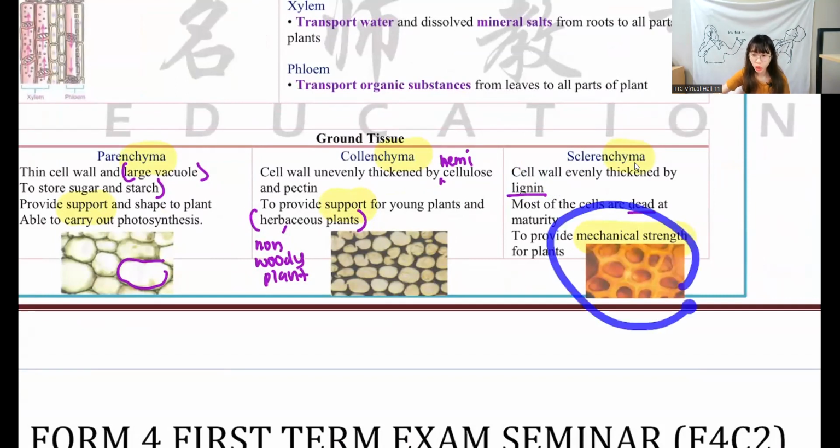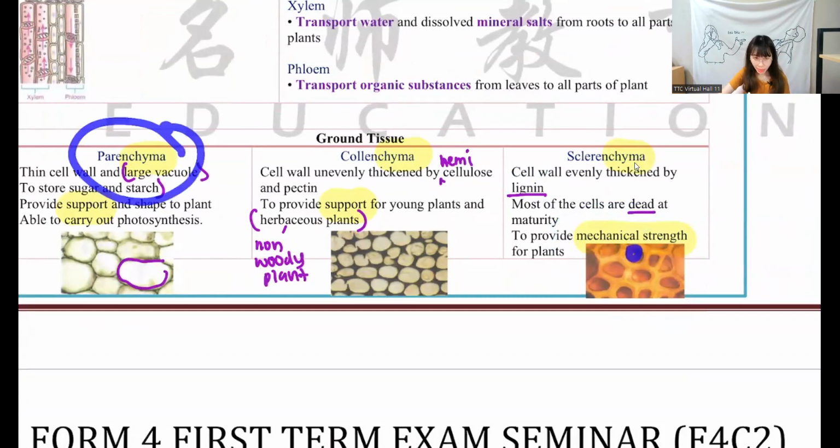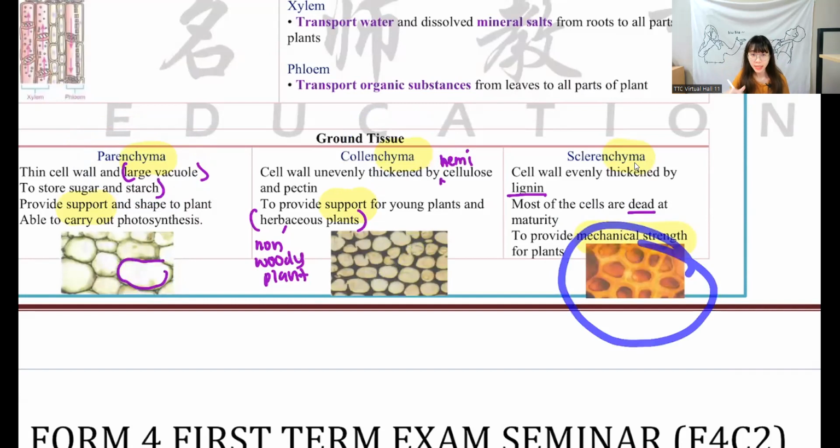So sclerenchyma tissue looks like a beehive. You know beehives? Look at beehives. So parenchyma has a thin cell wall and large vacuole. Collenchyma has a thickened cell wall at the side. Sclerenchyma looks like a beehive. This is how we differentiate parenchyma, collenchyma, and sclerenchyma. In exams, they will also ask you what the differences are between collenchyma, parenchyma, and sclerenchyma.